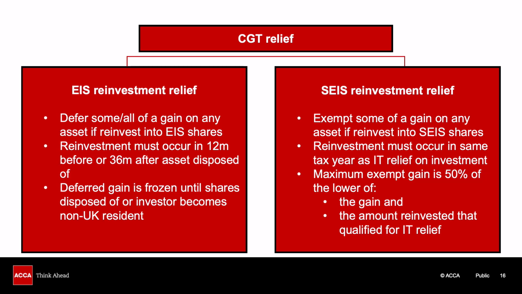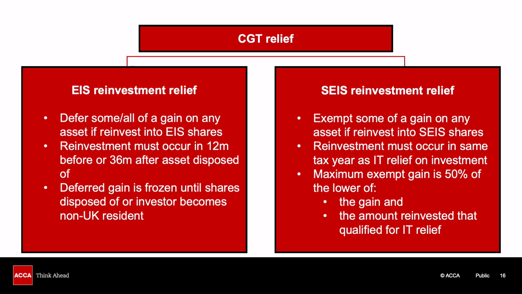EIS reinvestment relief is a deferral of a gain that arose from the sale of any chargeable asset, so it could be a boat, jewellery, building, so on. If within 12 months before and 36 months after that asset was disposed of, the individual invests in EIS shares, then the gain on this other asset can be deferred until the EIS shares are sold or the investor becomes non-UK resident. The deferral of the gain has no impact on the base cost of the EIS shares. It's merely frozen in time and comes into charge in the year in which the gain is triggered.